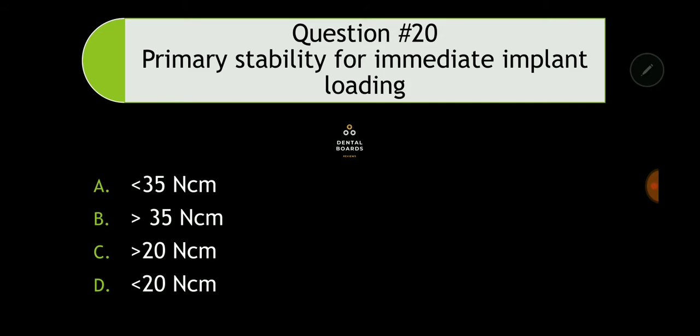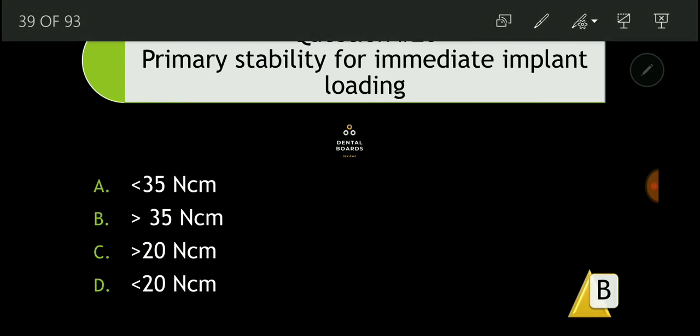Question number 20. Primary stability. If you're going to put implants, you always have to think, can I achieve primary stability on this implant? If not, what's my plan? So primary stability for immediate implant loading requires how much torque? Less than 35, more than 35, more than 20, or less than 20? If you said B, more than 35 newton centimeters, that is correct. Make sure you know this number.